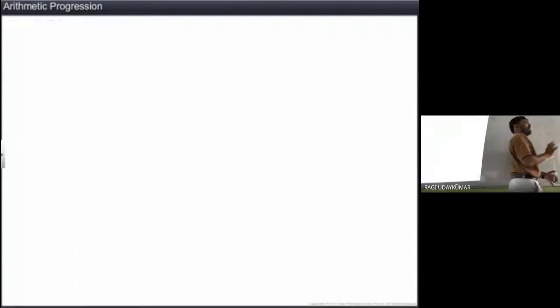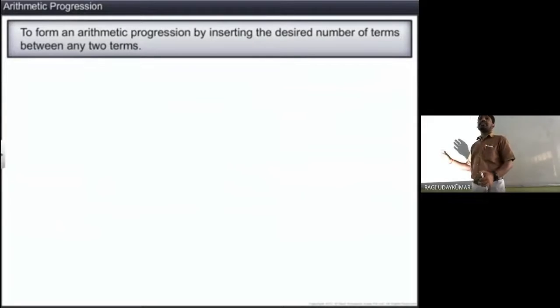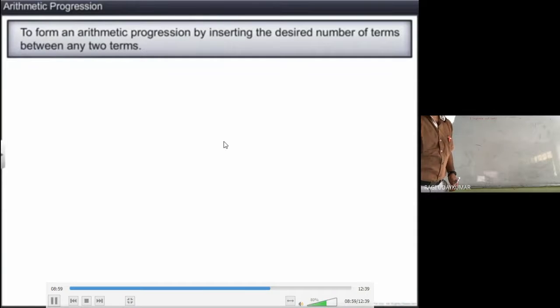Common difference is the same one. Common differences should be the same. Then you can say that they are in arithmetic progression. So here, to form an arithmetic progression by inserting the desired number of terms between two numbers, this you have not learned in class 10.